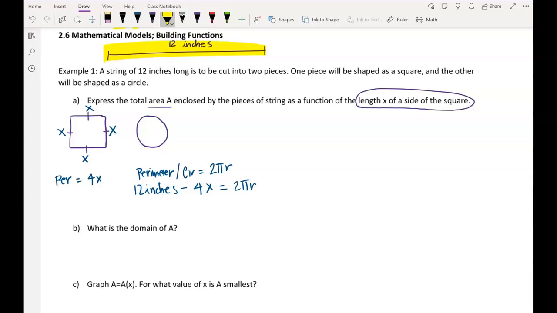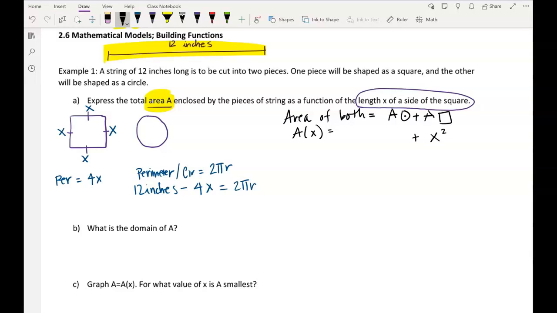So we take it away from 12 to give us the perimeter of the circle. Remember, we were given 12 inches to begin with. Now it says to write an area of both shapes. So the area of both equals the area of the circle plus the area of the square. And it wants it in terms of x. So the area in terms of x would be the area of the square first. The square is x times x, which is x squared.